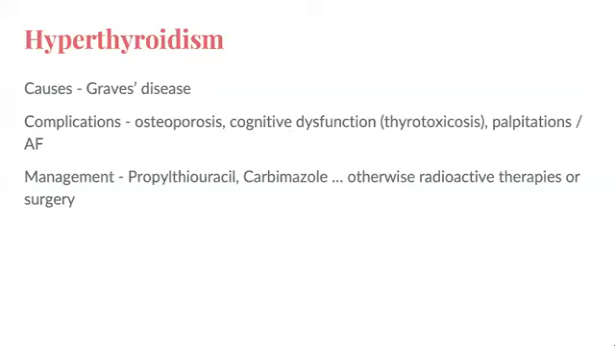The complications, as I mentioned previously, osteoporosis, cognitive dysfunction when it's thyrotoxicosis. That might be seen in an elderly population or an elderly person who presents with the features of thyrotoxicosis. So they might have palpitations and have very high mood. The management is with propylthiouracil or carbimazole, and other options include radioactive therapies and surgery.